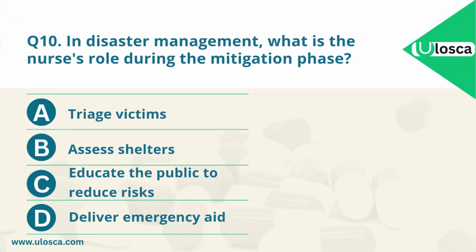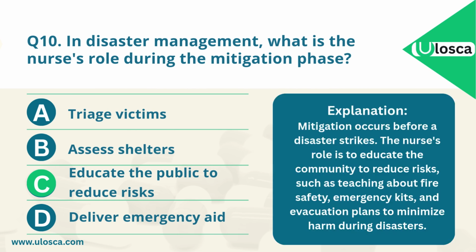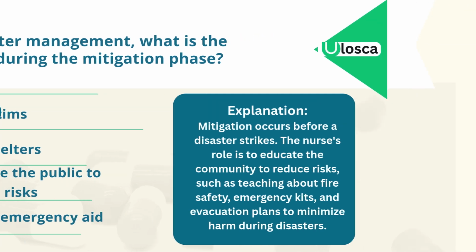The correct answer is C. Educate the public to reduce risks. Explanation. Mitigation occurs before a disaster strikes. The nurse's role is to educate the community to reduce risks, such as teaching about fire safety, emergency kits, and evacuation plans to minimize harm during disasters.